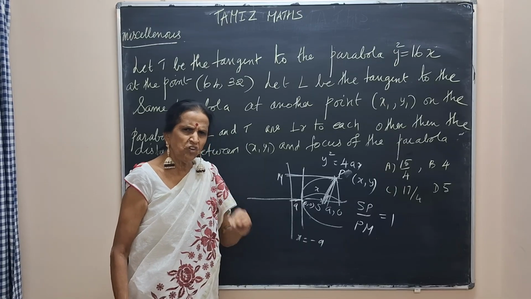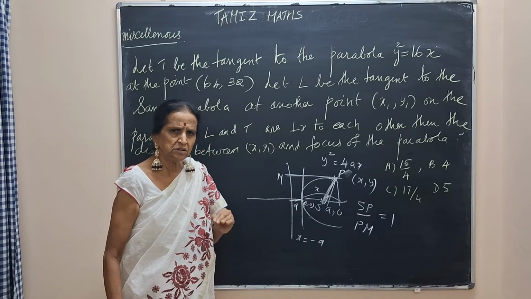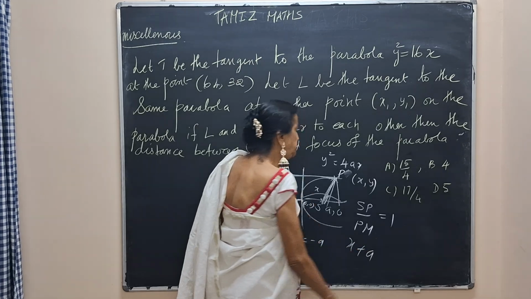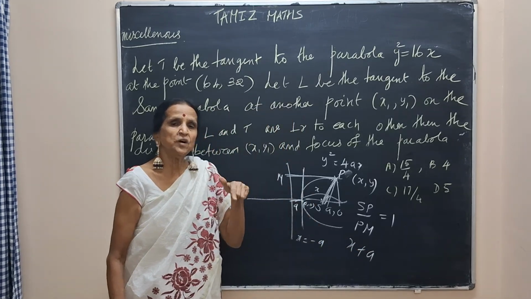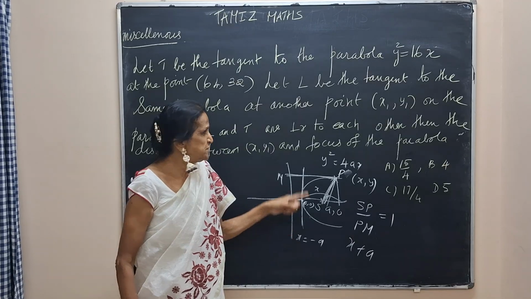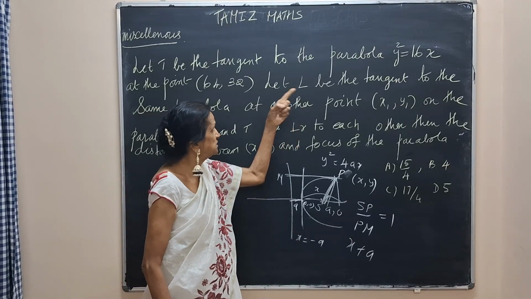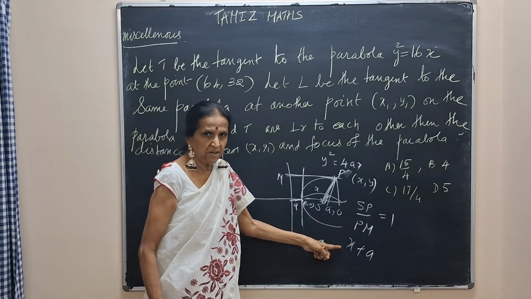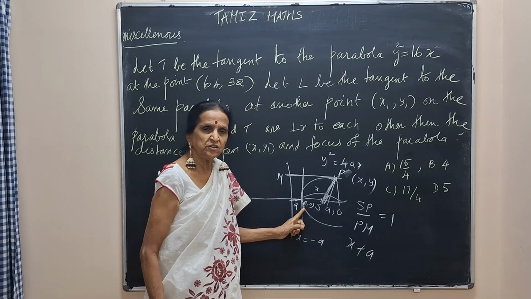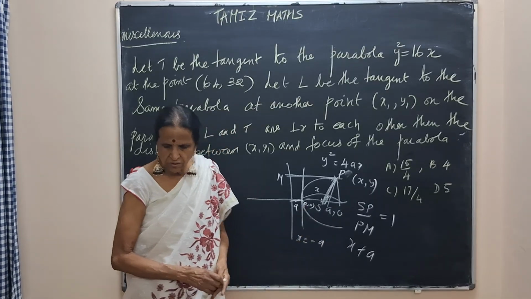So what will be the focal distance of any point on the parabola? It will be x plus a. For any point, what is x? The x coordinate at that point. And what is a? In y squared equal to 4ax, that a will be the x coordinate of the focus.